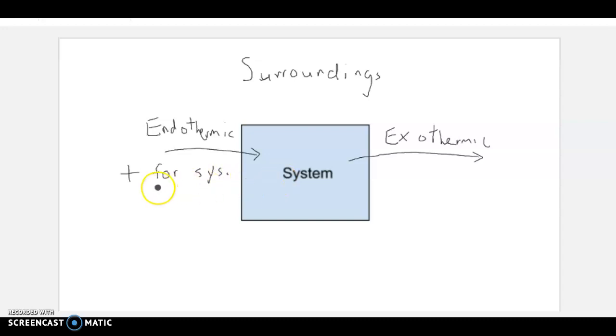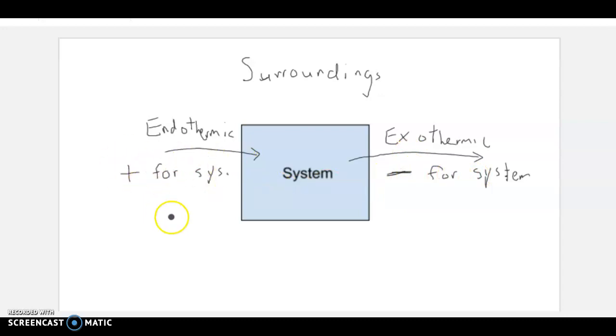When you're talking about the surroundings, it's always going to be the opposite. It would be negative for the surroundings. An exothermic process is going to be negative for the system. So endothermic reactions are positive values for the system, and exothermic processes are negative for the system.